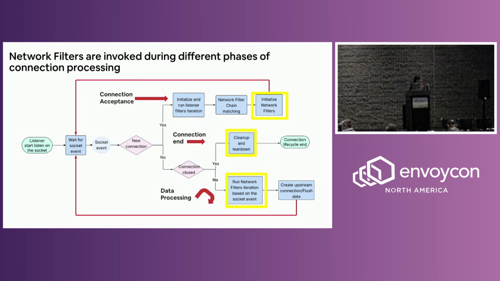So going back to our event loop, I want to emphasize the network filters part. As I told you, the network filters, which are highlighted in yellow, run during the connection acceptance phase. Then they are invoked continuously during the data processing phase. And at last, when the connection is torn down, they are invoked again so that you can emit any last remaining piece of stats if you want.